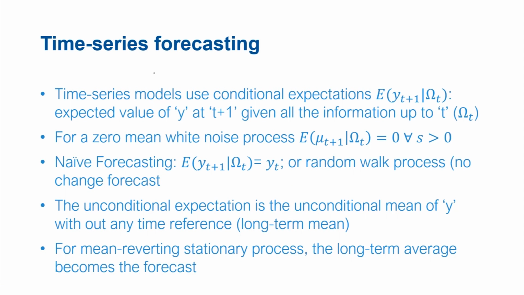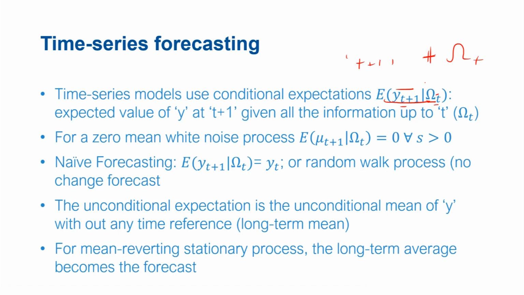To begin with understanding the time series forecasting process, let us understand this notation, that is, the conditional expectation of y(t+1) given information up till time t. In this notation, expected value of y(t+1) given Omega t, where Omega t is the information up till time t, is called the conditional expectation of the value y at time t+1 given the information available up till time t. Similarly, we can write it for time t+2, t+3 and so on.